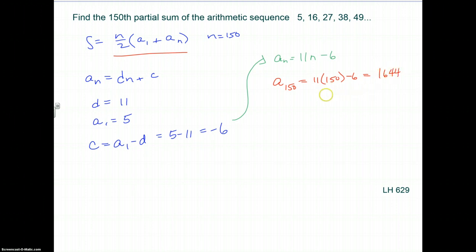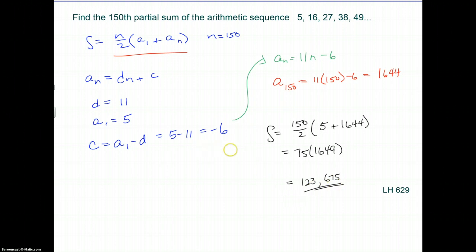And if you do that math, it comes out to be 1,644. Okay. So now let's figure out our sum, which is going to be n, 150, divided by 2 times a sub 1 is 5, a sub 150 is 1,644. Okay, so that's 75 times 1,649, and that comes out to be 123,675. So that would be the sum of the first 150 terms of this sequence. And you probably don't want to plug that all into the calculator.